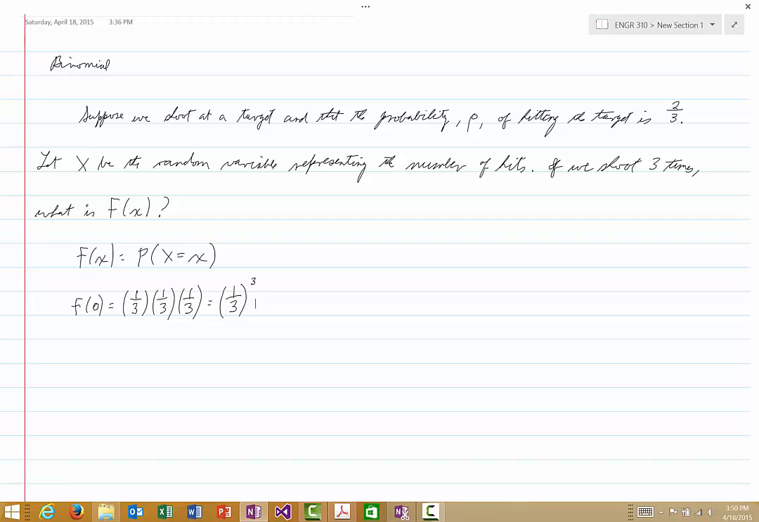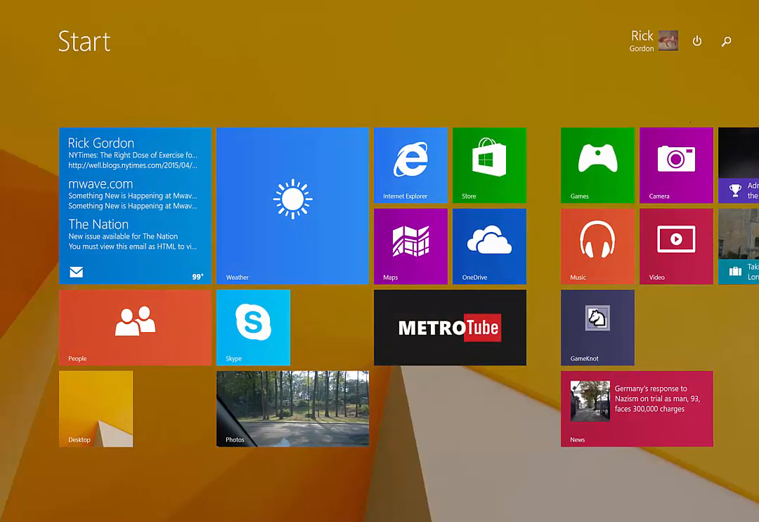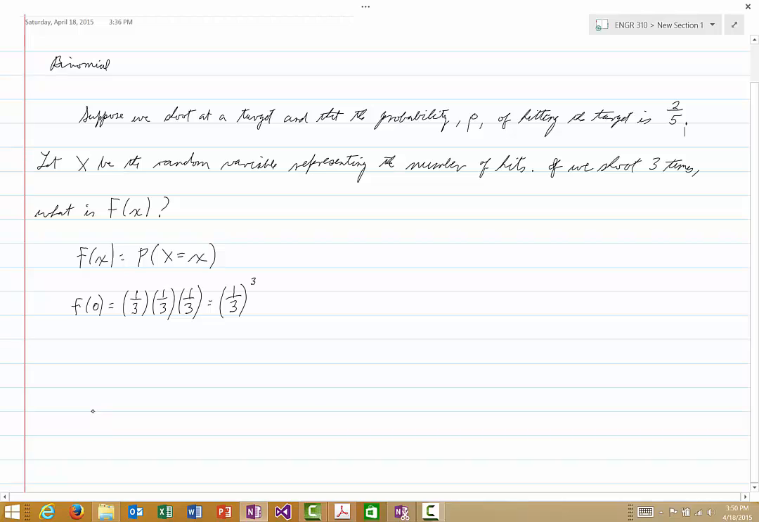Actually, I'm going to make a small change here, because you'll see why in a moment. Rather than saying that the probability of hitting the target is 2/3, I'm going to say it's 2/5. So if the probability of hitting the target is 2/5, then the probability of missing it is 3/5. Actually, I'm going to change it still again. I'm going to make that 3/5. Sorry about this, but I think you'll see why I'm changing these numbers at the end of the problem.